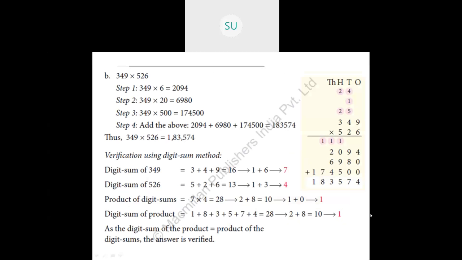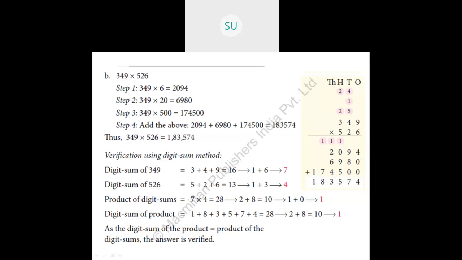Let's see another example. Now here, what they've told is not only to find the product but also to verify using digit sum method. So we'll see what is the digit sum method later. First we'll see how to multiply 349 into 526. So both are 3-digit numbers. First we'll do 349 into the ones place of 526, which is 6. So 349 into 6, I get 2094. Correct, I get 2094. Here also, if you write it in column-wise, you get 2094.